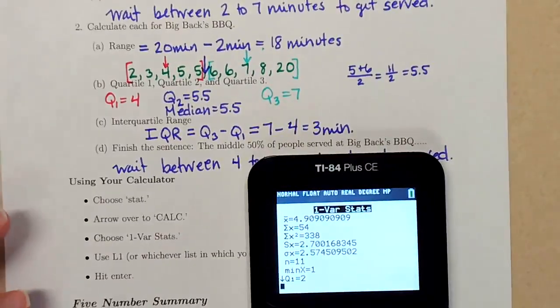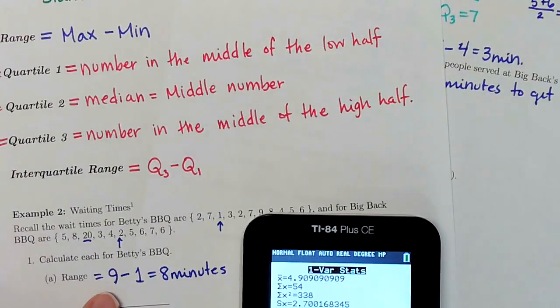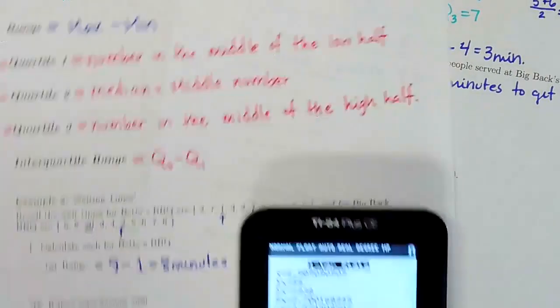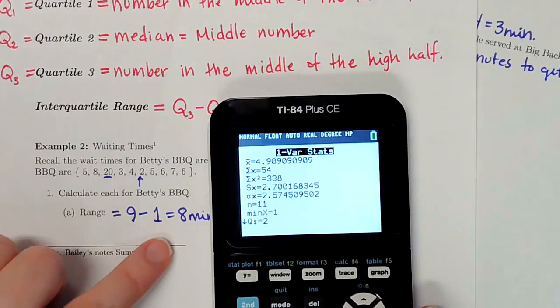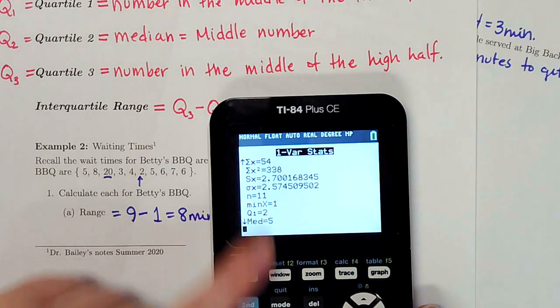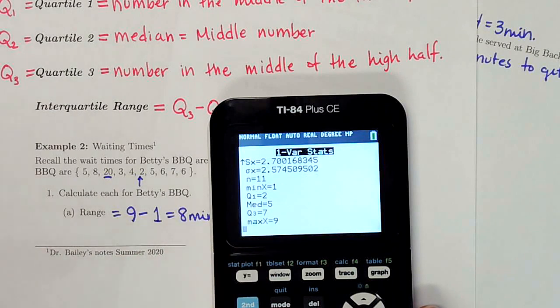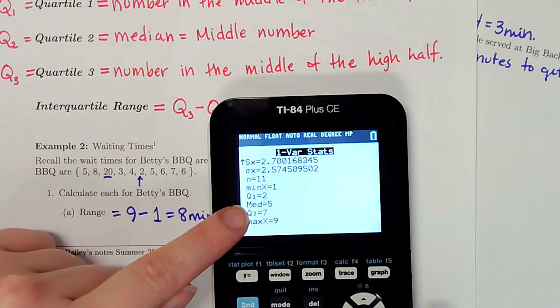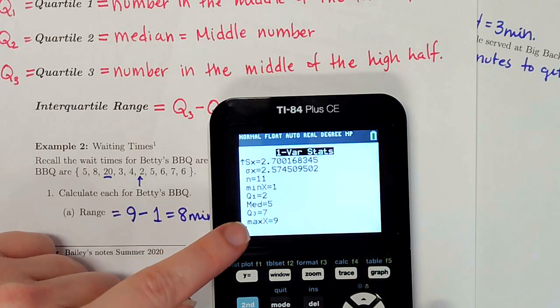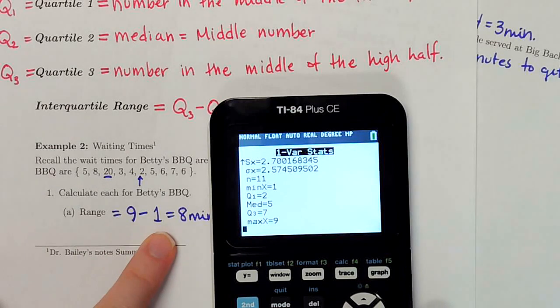So let's go back. List one was Betty's. Just so that we can kind of see what's going on here, at the tippity top, it's giving us the mean average. We're not looking at that. It says that there are 11 customers, that the minimum was 1, and I can check my minimum, my Q1, my median, and my Q3, and my max. So I see my max 9, my min 1, so good there.